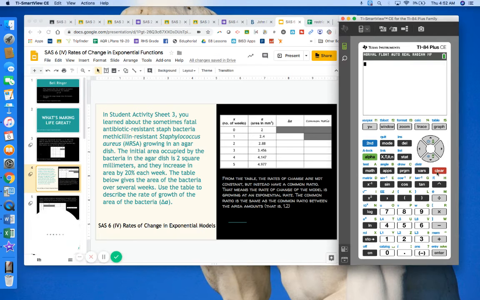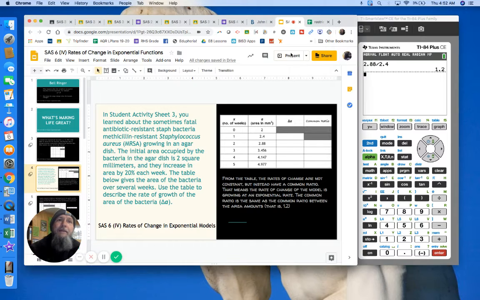We can use our calculator here real quick. Let me clear that out. And 2.88 divided by 2.4 equals 1.2. And that's where we get that information from.